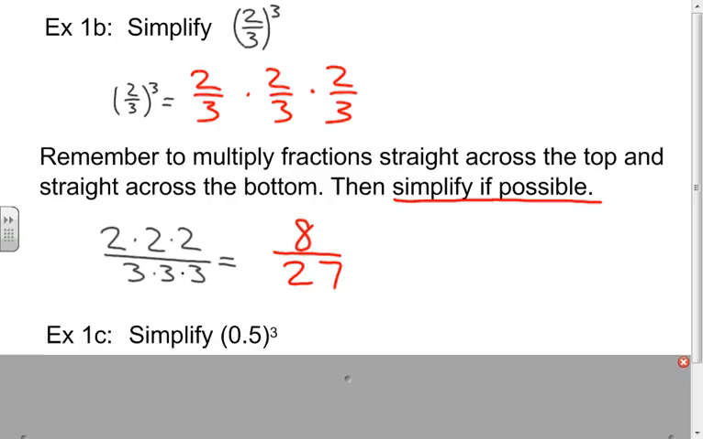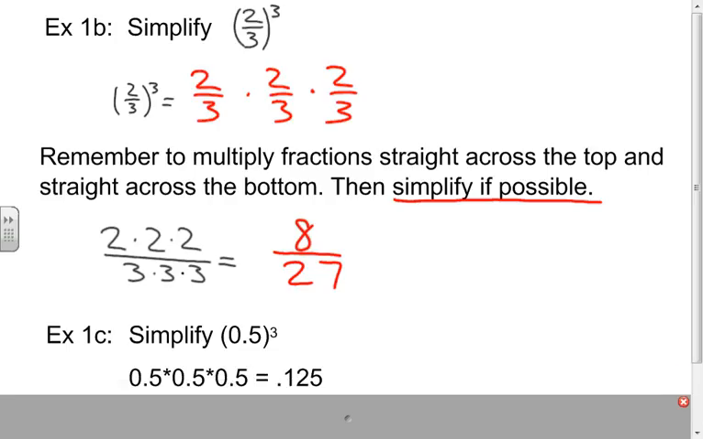Another example, if I simplify a decimal, so 0.5 to the third power means I write down 0.5 3 times, and I get 0.125. Just a little side idea here. Remember, if I have 2 to the third power, that does not mean 2 times 3. Okay? It's not the same thing as multiplication.